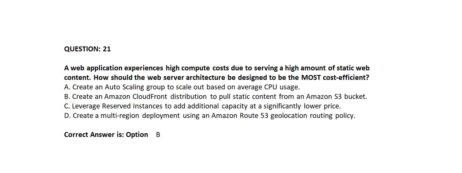Option B. Create an Amazon CloudFront distribution to pull static content from an Amazon S3 bucket. Option C. Leverage reserved instances to add additional capacity at a significantly lower price. Option D. Create a multi-region deployment using an Amazon Route 53 geolocation routing policy. Correct answer is option B. Create an Amazon CloudFront distribution to pull static content from an Amazon S3 bucket.